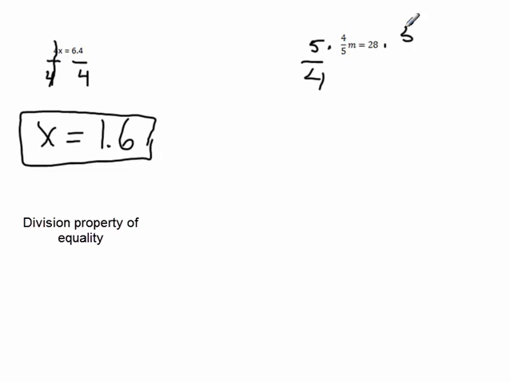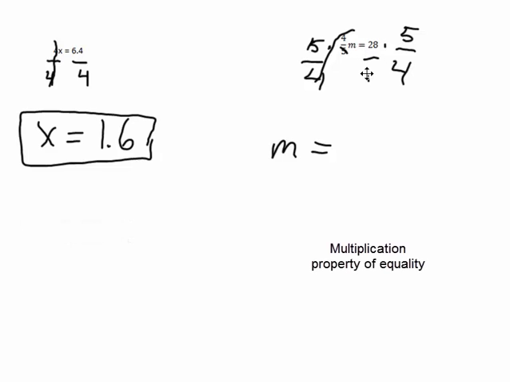And I multiply both sides by 5/4. And that eliminates the 4's and the 5's. So my left-hand side I have m. And now I have 28 over 1 times 5/4. Now we can multiply across the top and across the bottom, but I know that 28 divided by 4 gives me 7, so I can really cancel that out there. And now I'm left with 7 times 5 to get me 35.